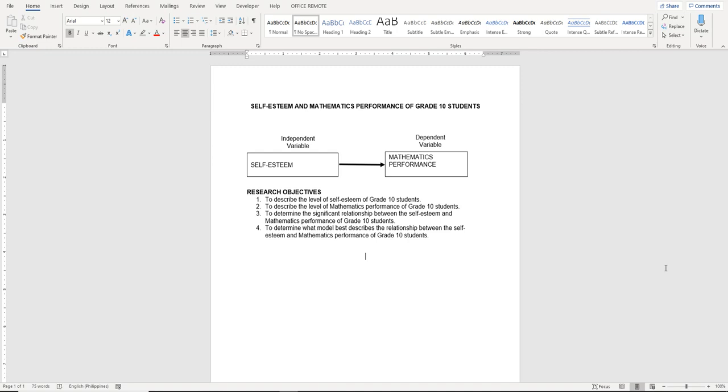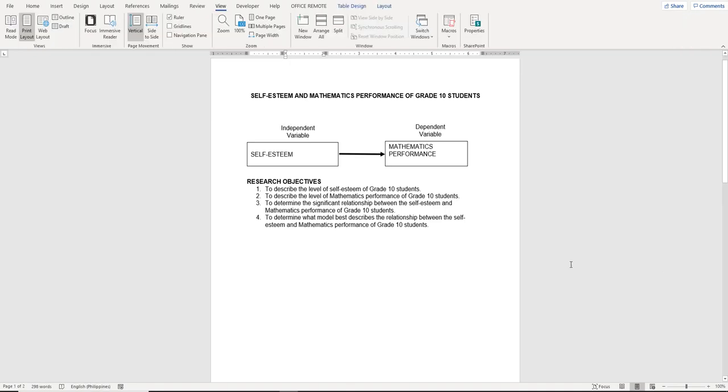Now, let's state the research objectives. The first research objective is that we are going to describe the level of self-esteem of grade 10 students. And then we also have to describe the level of mathematics performance of grade 10 students. And then we are going to determine the significant relationship between the self-esteem and the mathematics performance of grade 10 students. And lastly, we are going to determine the model that best describes the relationship between the self-esteem and the mathematics performance of grade 10 students.